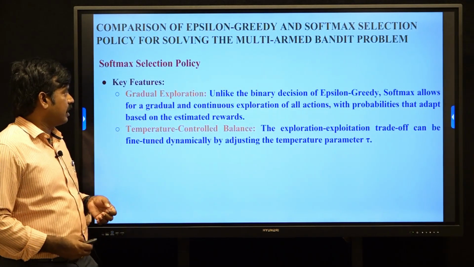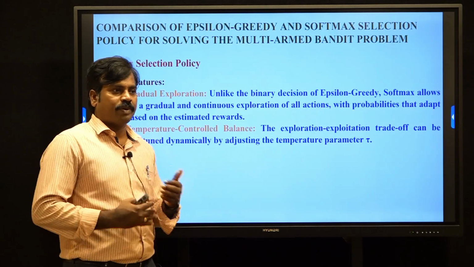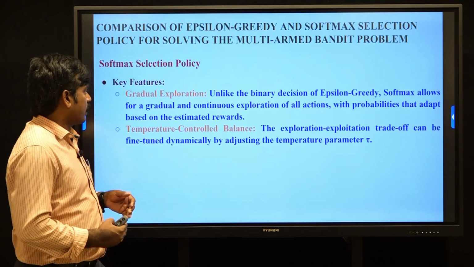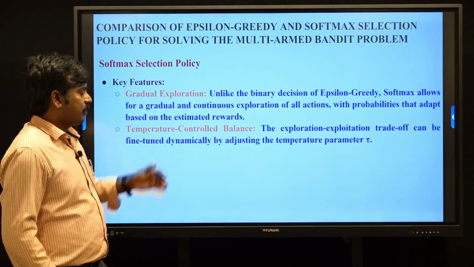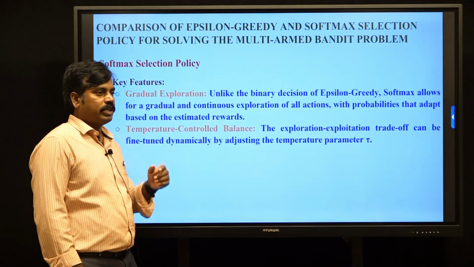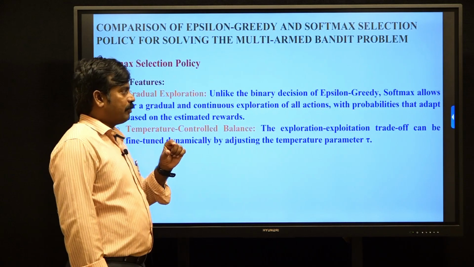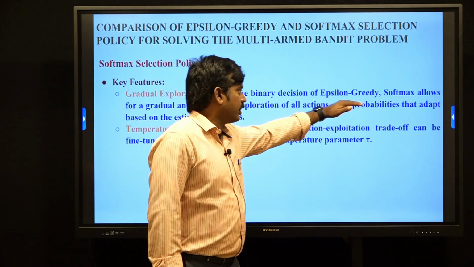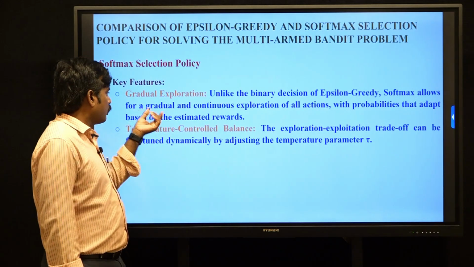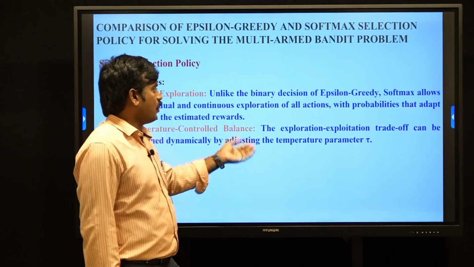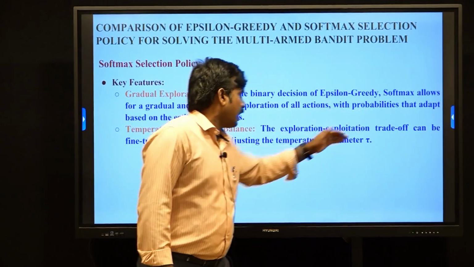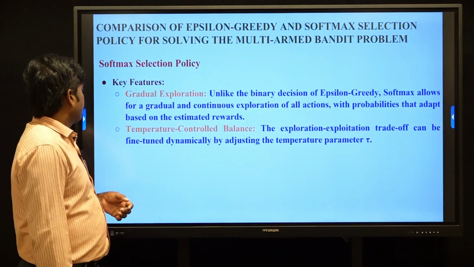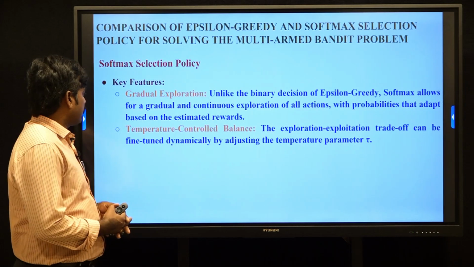The key feature here is that the transition from exploration to exploitation is performed gradually. In the Epsilon-Greedy approach, we perform exploration only epsilon times, but here the exploration is gradual. Unlike the binary decision of Epsilon-Greedy, Softmax allows for a gradual and continuous exploration of all actions with probabilities that adapt based on the estimated rewards. That is the main key feature in the Softmax selection policy.